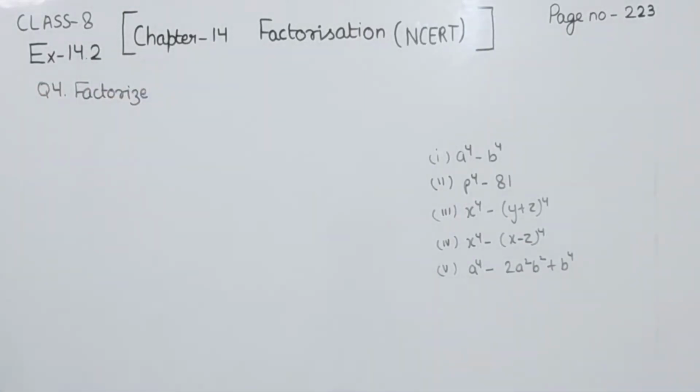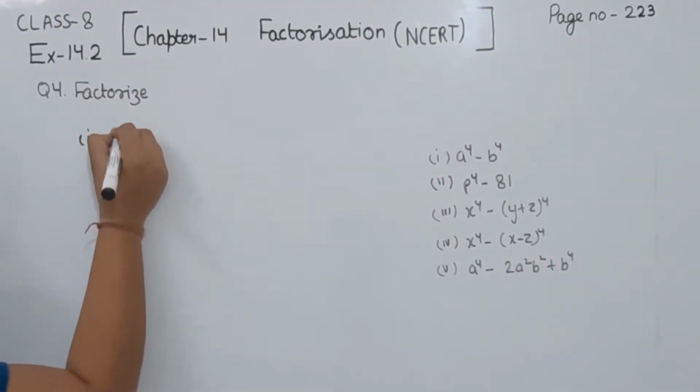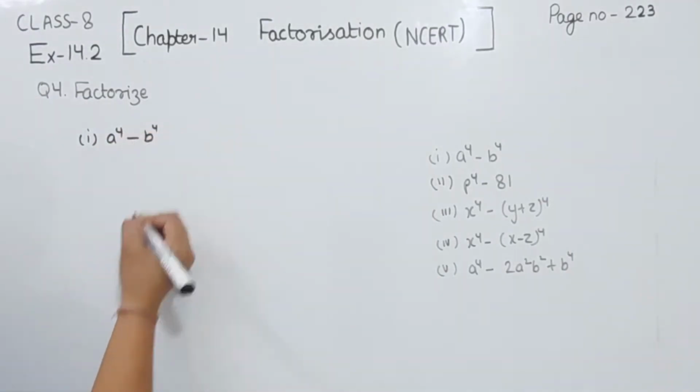3.2, page number 223, question number 4, factorize. We have 5 parts in the question. Going to start with the first one. The first one is a to the power 4 minus b to the power 4.